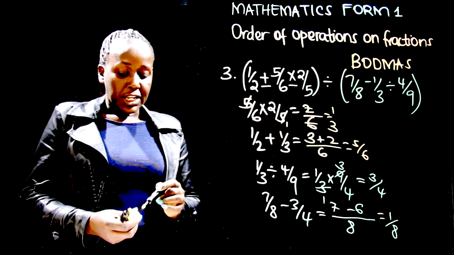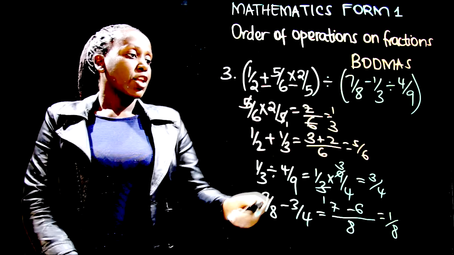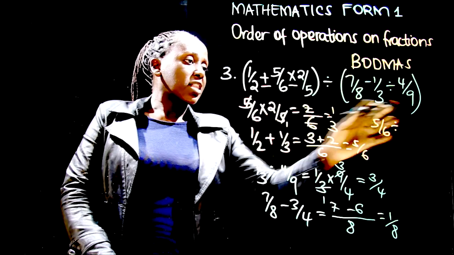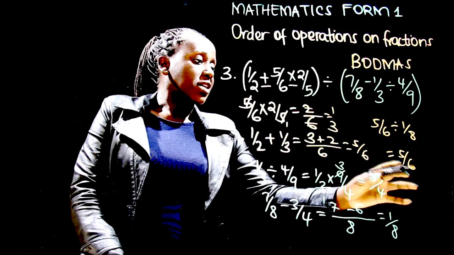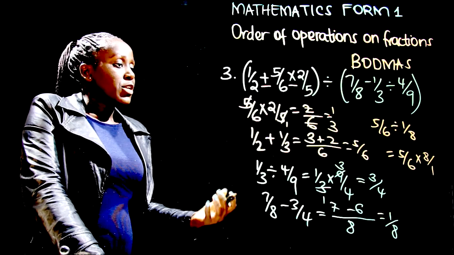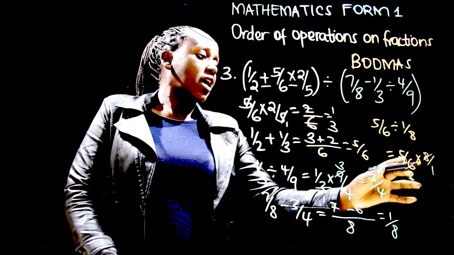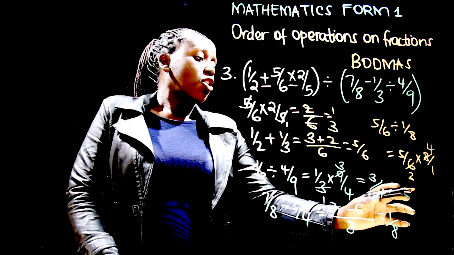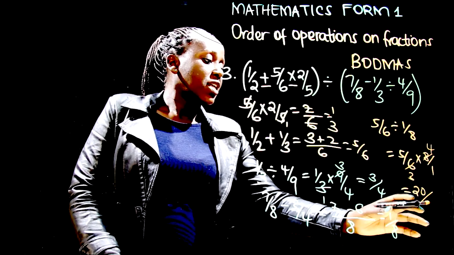So now, having gotten the values inside the two sets of brackets, we can now divide them. So in the first one, we got 5 over 6. Then we divide it by the next one, which is 1 over 8. So this will be equal to 5 over 6 times 8 over 1. So what do we do? We simplify. So 6 divided by 2 is 3. 8 divided by 2 is 4. This will be equal to 5 times 4, which is 20, over 3 times 1, which is 3.